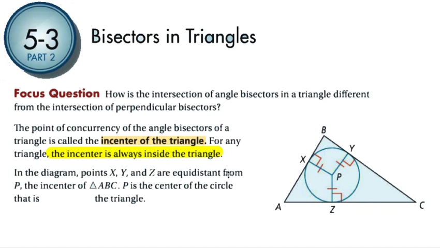Alright, so in this diagram we have points X, Y, and Z equidistant from the incenter P of the triangle, and P is the center of the circle that is inscribed in the triangle. So that's different from what we had in the last section. Remember the last section, the triangle was circumscribed, it was inside the circle. This time we have the triangle on the outside and the circle on the inside. So they're exactly the opposite of what we had the last time.